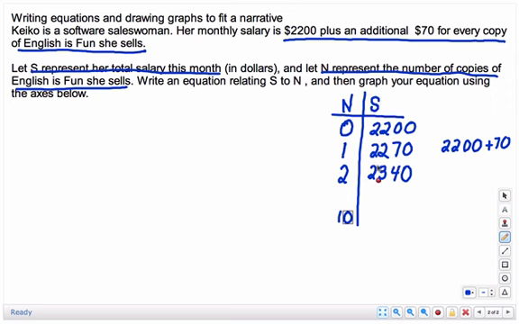And so if she sells 10 copies of English is Fun, then we know we've got her base salary of $2,200, and then you have to think about how I would find out this part of her salary for those 10 additional books. Well, that would be 70 times 10. Okay, and there's your $700 additional dollars, which gives her a salary of $2,900.